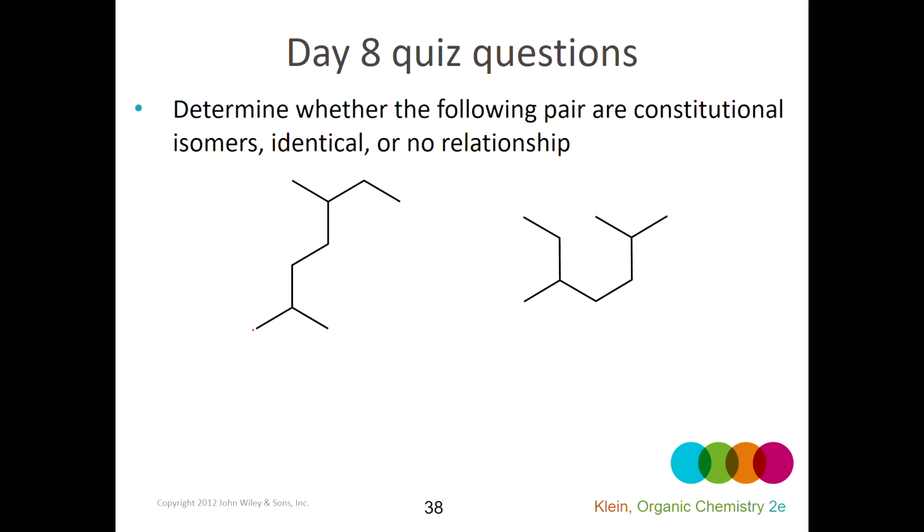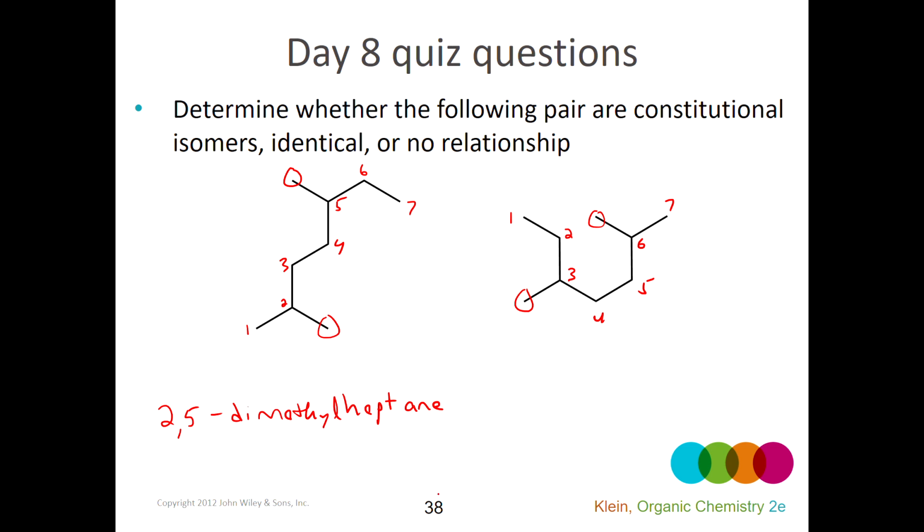So if I were to name this one, I'd find the longest chain of carbons, which would be 7. So its parent name would be hept for 7, ane because it's saturated. And I've got a methyl on 2 and a methyl on 5. So it'd be 2,5-dimethylheptane. If I look at the other structure, I would find the same thing. So sometimes people make mistakes. If you make the mistake of numbering from the other side, you might think, well, maybe they're not isomers because this one looks like it's 3,6-dimethyl.